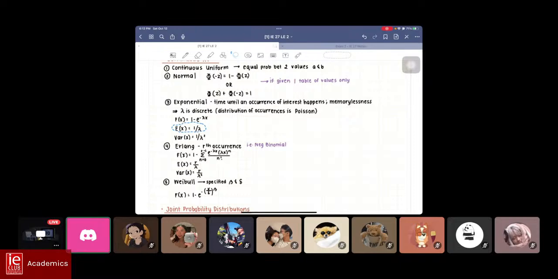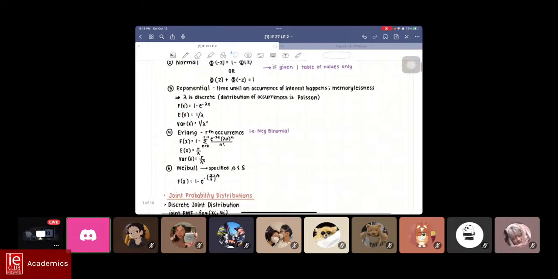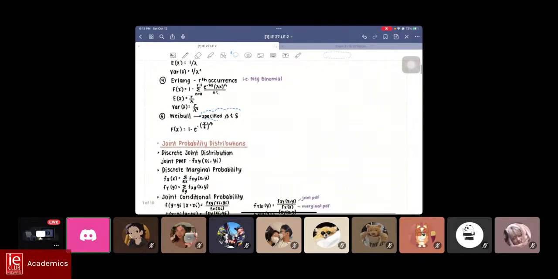And then I think to remember, it helps din siguro if you think of lambda as a discrete distribution. So laging dapat discrete yung value ng lambda. So let's say 3 people per minute, that's discrete since the people are countable. So you know that's your lambda na instead of 1 over lambda. And then for Erlang, it's the same, but it's an rth occurrence naman. And then Weibull, it's always specified your shape and scale parameters. So you know kaagad it's Weibull because you have your beta and your delta.